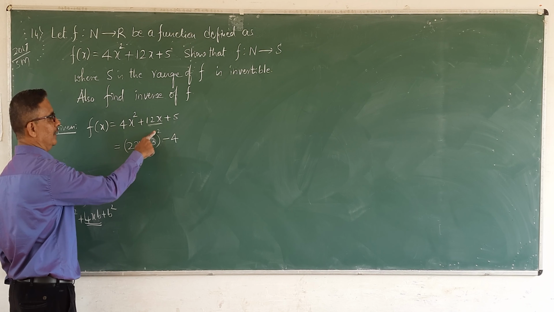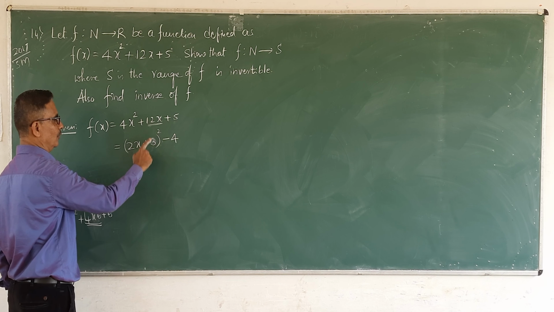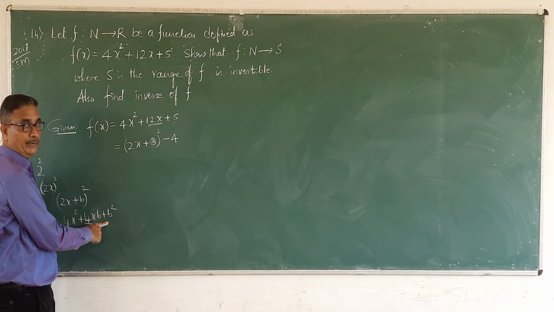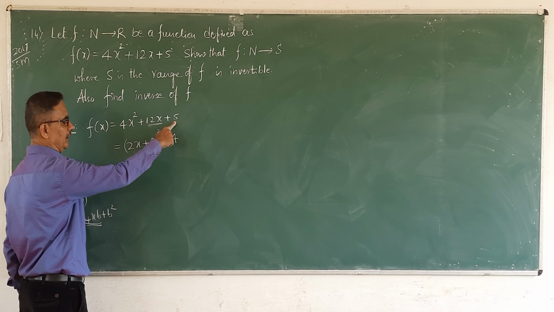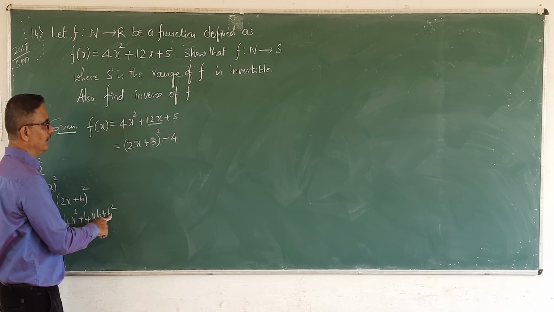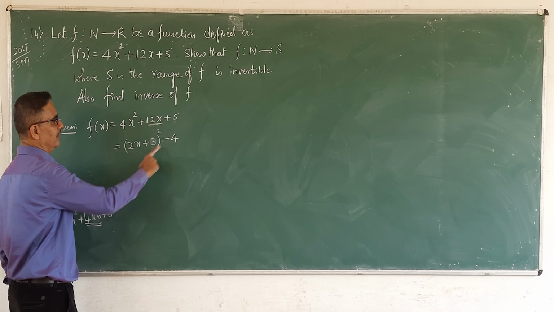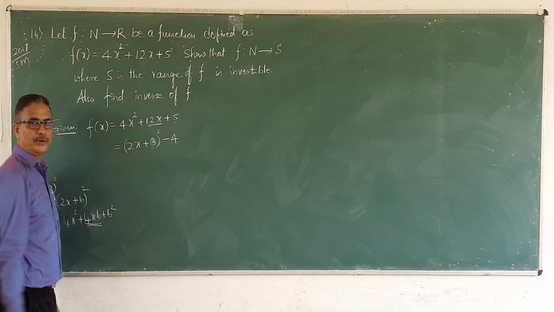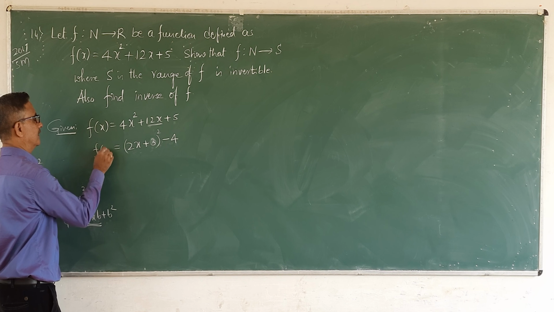b value is 3. Then (2x plus 3) whole power 2. 3 square, b square, b value 3. 3 square is 9, but here 5. Here 9, so to make it 5, how to write? 3 square is 9. Subtract 4. 9 minus 4 becomes 5. This is f of x.